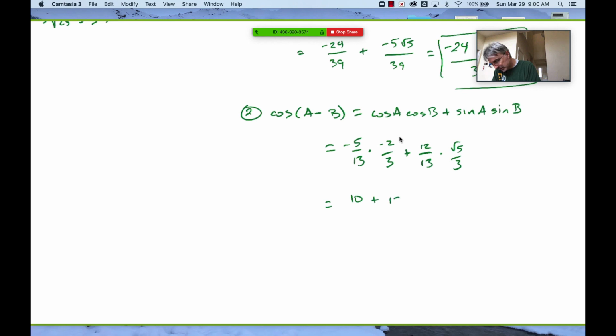10 plus 12 root 5, it's all over 39. I skipped a step there because I knew I'd have the same common denominator, but that would be my final answer.